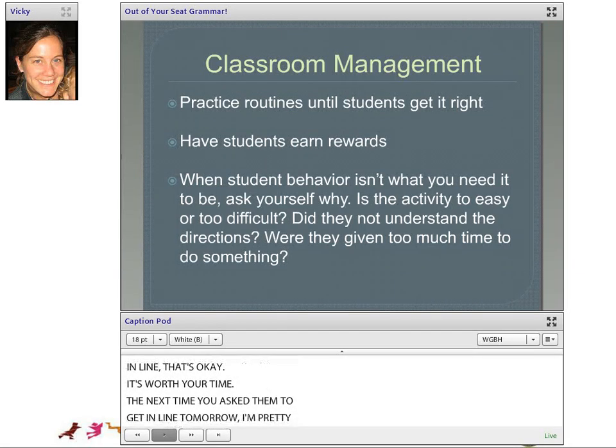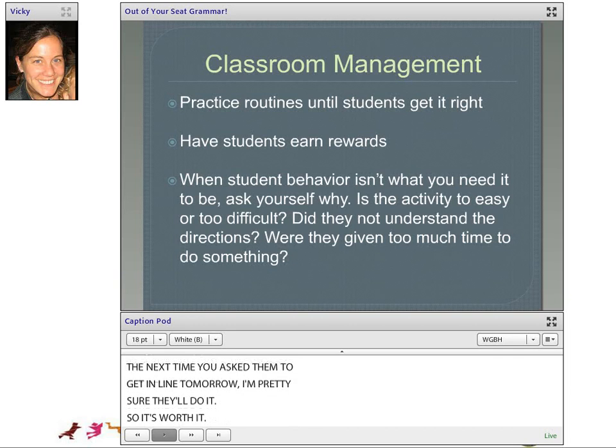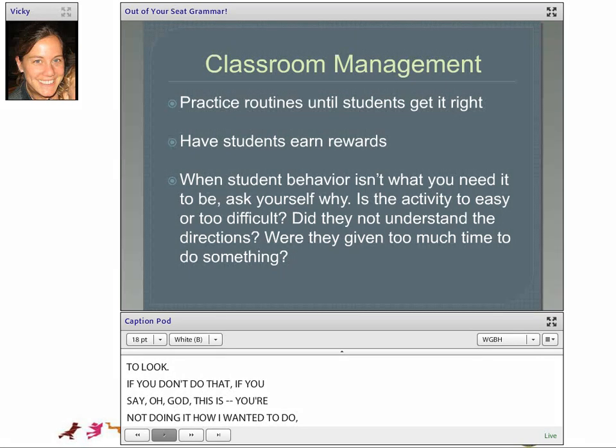Practice it, even if it's practicing it 10 times, until they get it right, until it looks like you want it to look. If you don't do that, if you say, oh God, this is a really bad line, you're really not doing it how I wanted you to do, but fine, we have to go to recess, so let's go. You can be sure that tomorrow it's going to look the same way. So don't accept it unless it's perfect.